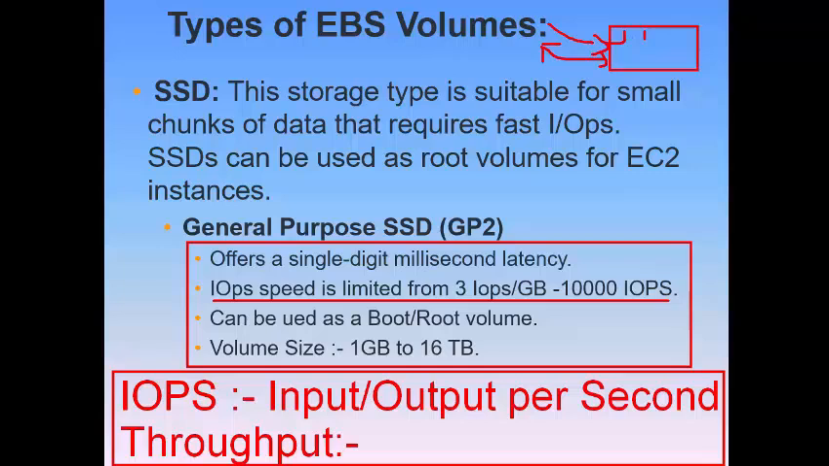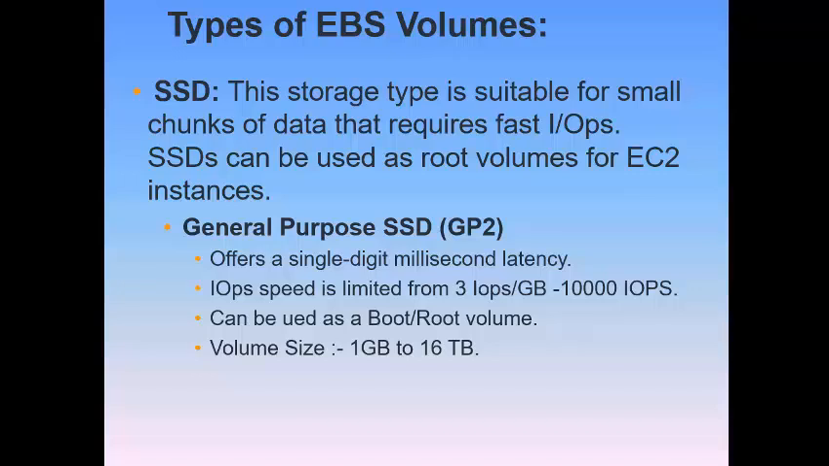That is the IOPS. Throughput is how fast data can go out and come in from the disk, how fast data can travel out of the disk and into the disk. IOPS is how fast data can be written on the disk. Clear? Not so difficult, easy to understand. So IOPS can be 3 IOPS per GB. Keep it in mind. If you have a 5 GB drive, then you have 15 IOPS.